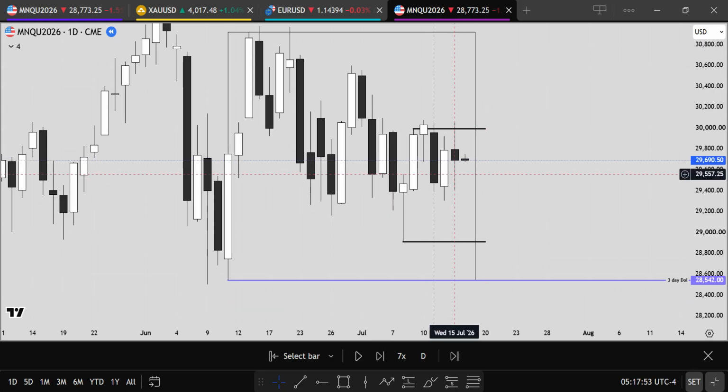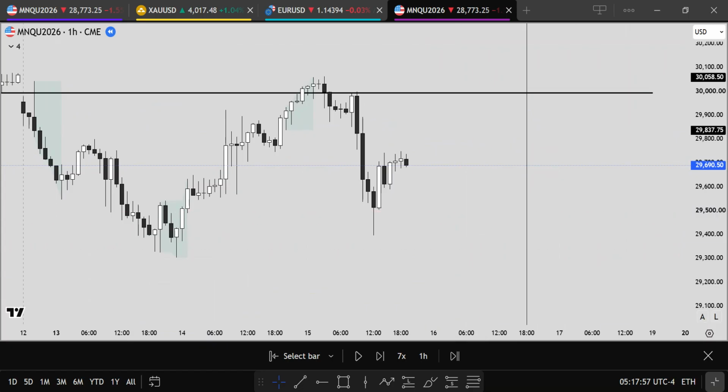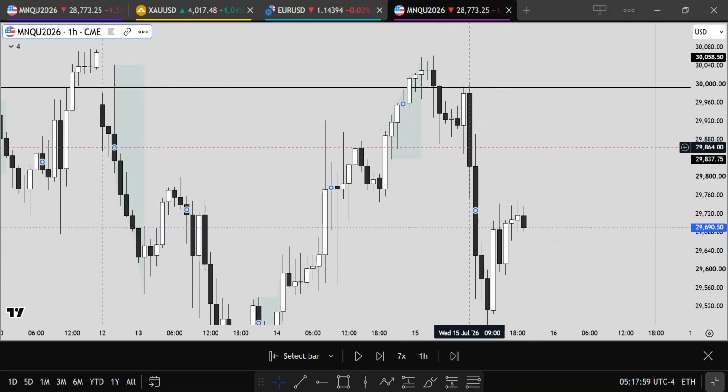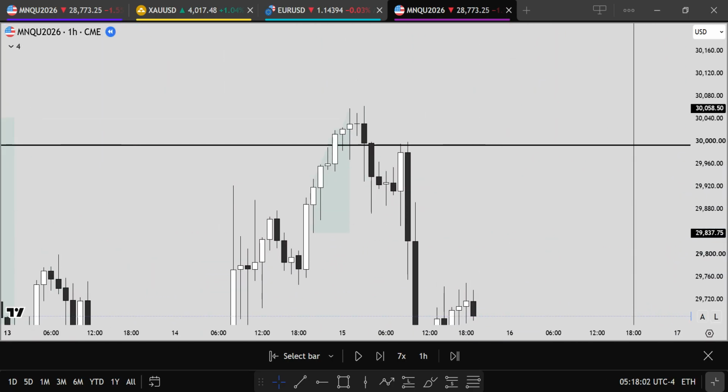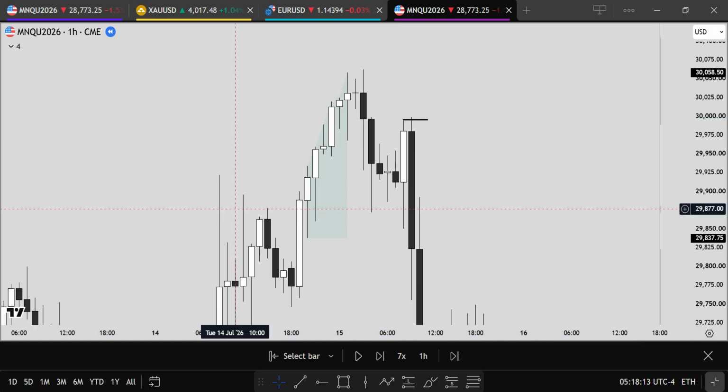and then started going down. And then let's go to the lower time frame. Here you can see this is the 9 a.m. candle, right? And as I told you, the 9 a.m. candle is when the New York session is going to open, and then you can see the candle went up. Let me delete this.